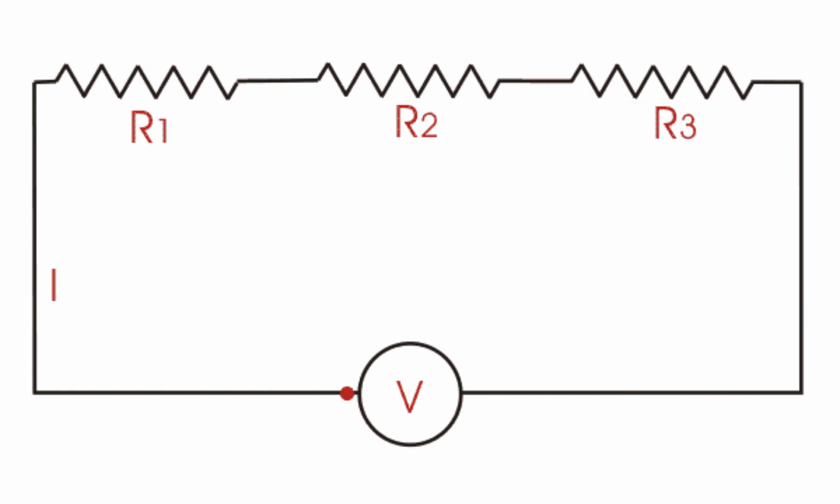Because there is only one path for current to flow, the current is the same at any point in the circuit. Imagine that an electron leaves the negative terminal of the battery. This electron must flow through each resistor before it can complete the circuit to the positive battery terminal.